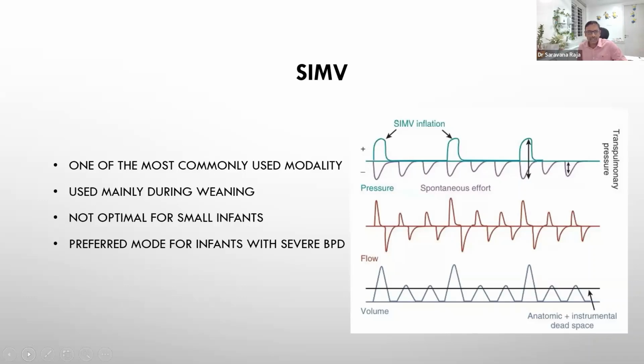This is mainly used during weaning. As you see from this picture, it's not optimal for small infants, since small infants will have high resistance from the endotracheal tube as well as weak inspiratory effort, so their tidal volume will be less than the dead space volume. This is almost one of the preferred modes for infants with severe BPD. Next slide.